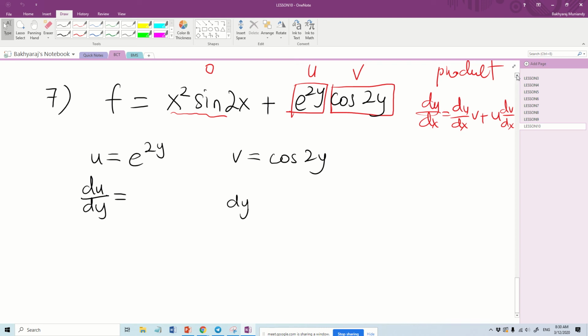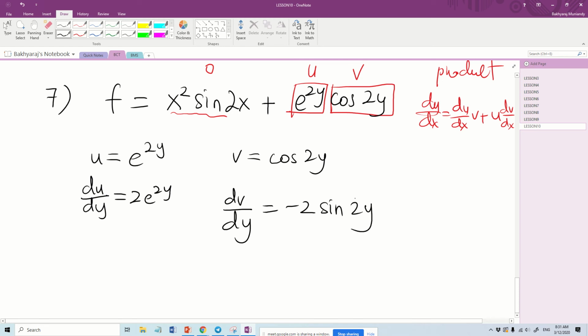Okay, what is our answer for the derivative of exponent 2y? You get 2 exponent 2y. So here you get 2 exponent 2y. The other side, dv over dy becomes? Negative 2 sine 2y. Correct. You will get negative 2 sine 2y.